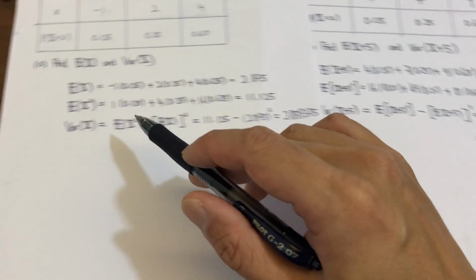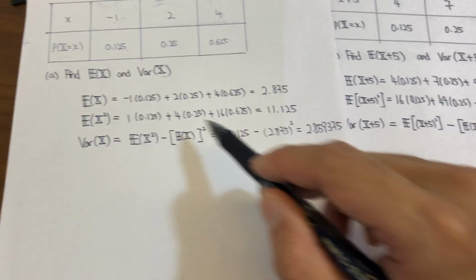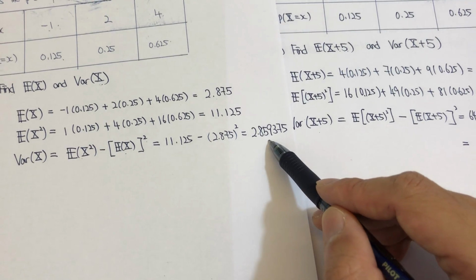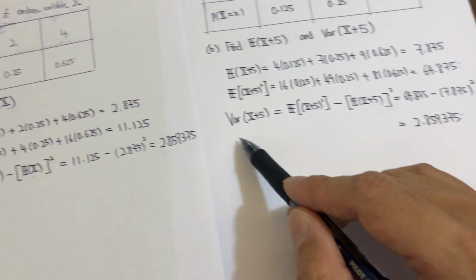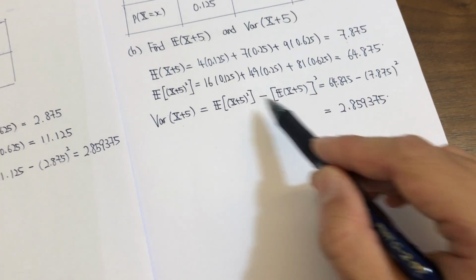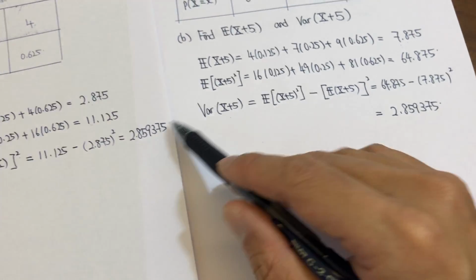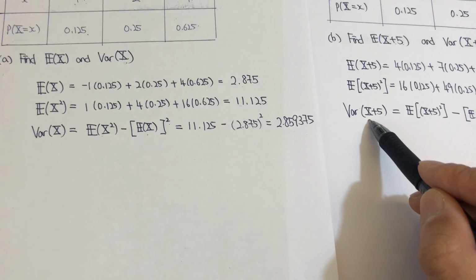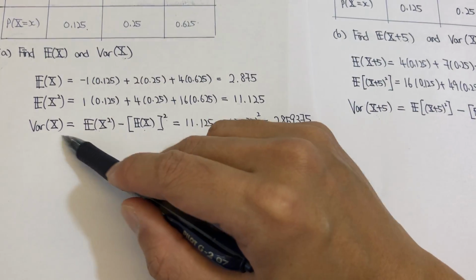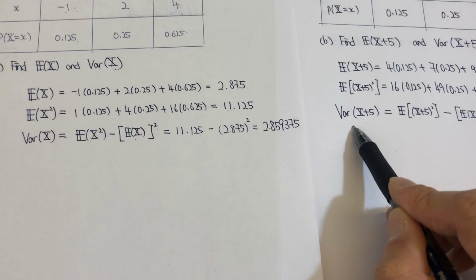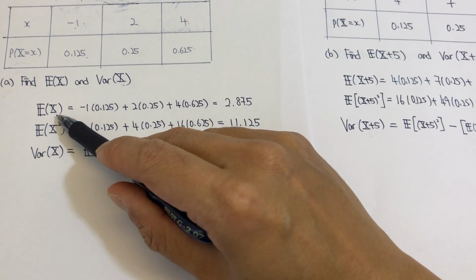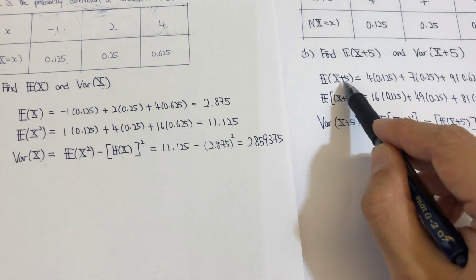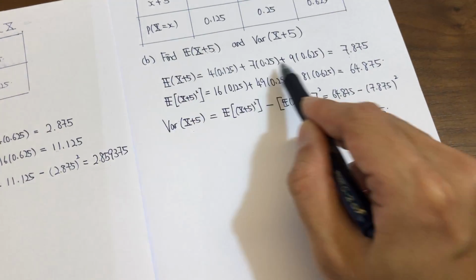What about the variance? The variance of x is 2.85 something, and the variance of x plus 5 is the same. So the variance doesn't change. The variance of x plus 5 and the variance of x are the same. And the expected value of x and the expected value of x plus 5 differ by 5.